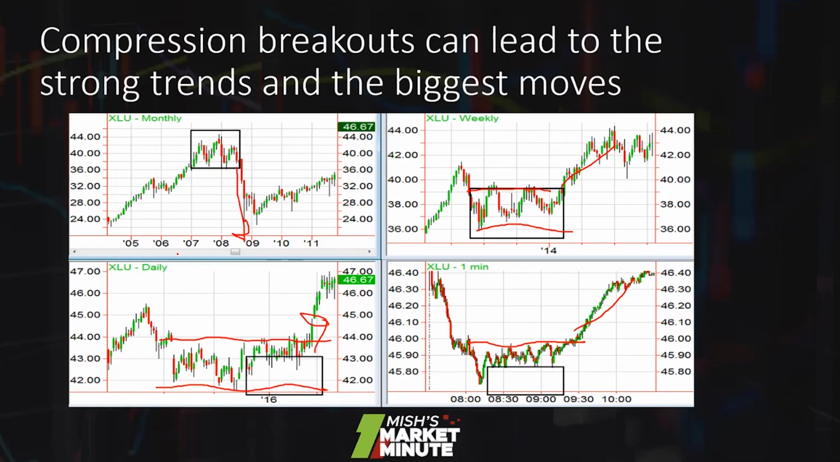And this is something that we see over and over and over again in markets. And so what you try not to do is trade within the chop while it's consolidating, but sit very patiently and wait for that high volume breakout.